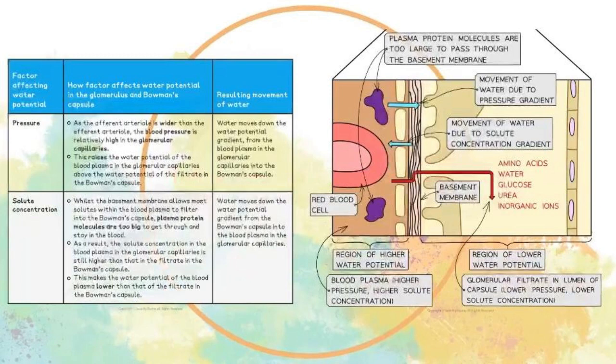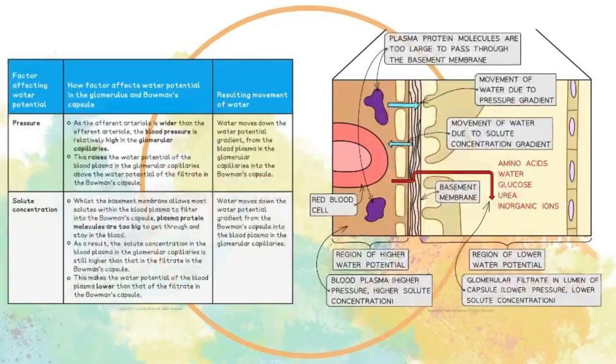As the afferent arteriole is wider than the efferent arteriole, the blood pressure is relatively high in the glomerular capillaries. So this is going to raise the water potential of the blood plasma in the glomerular capillaries above the water potential of the filtrate in the Bowman's capsule. And what happens when you raise the water potential? Water will move down the water potential gradient from the blood plasma in the glomerular capillaries into the Bowman's capsule. So higher blood pressure, more water being moved into Bowman's capsule.